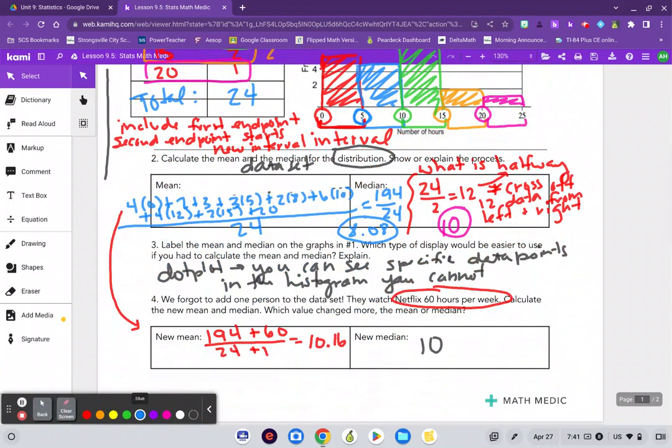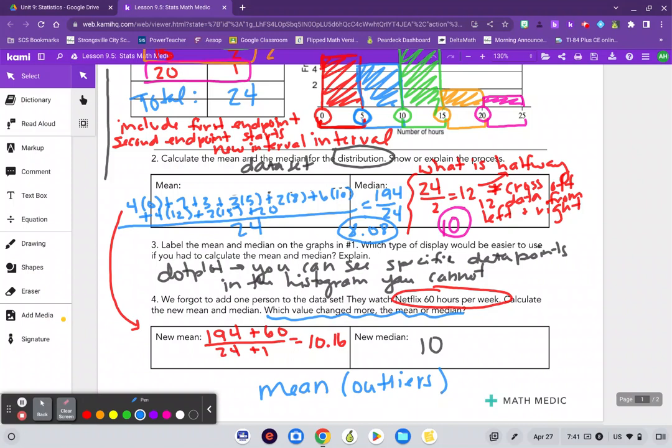And it says, which value changed more, the mean or the median? The mean changed. And so the mean changes because of these outliers, whereas the median likely won't change if you have another piece of data added.